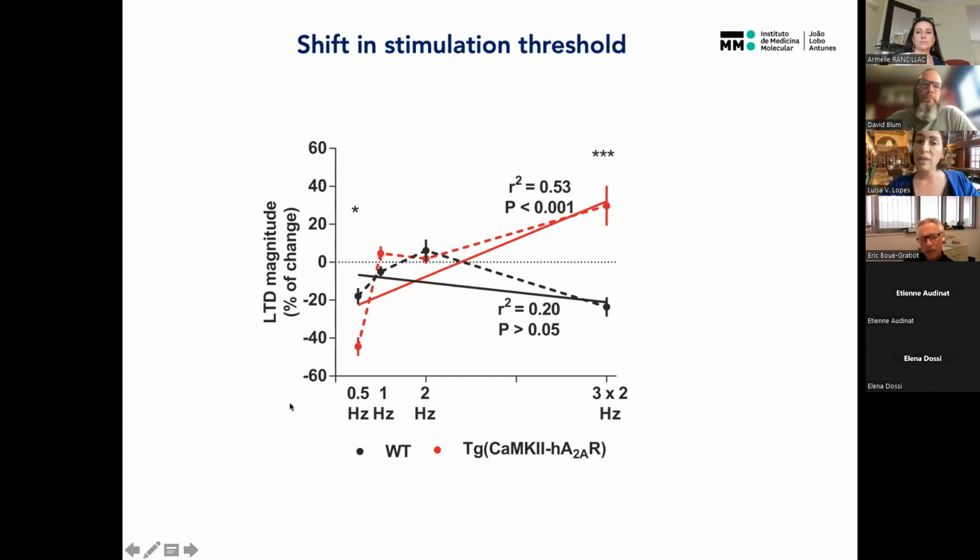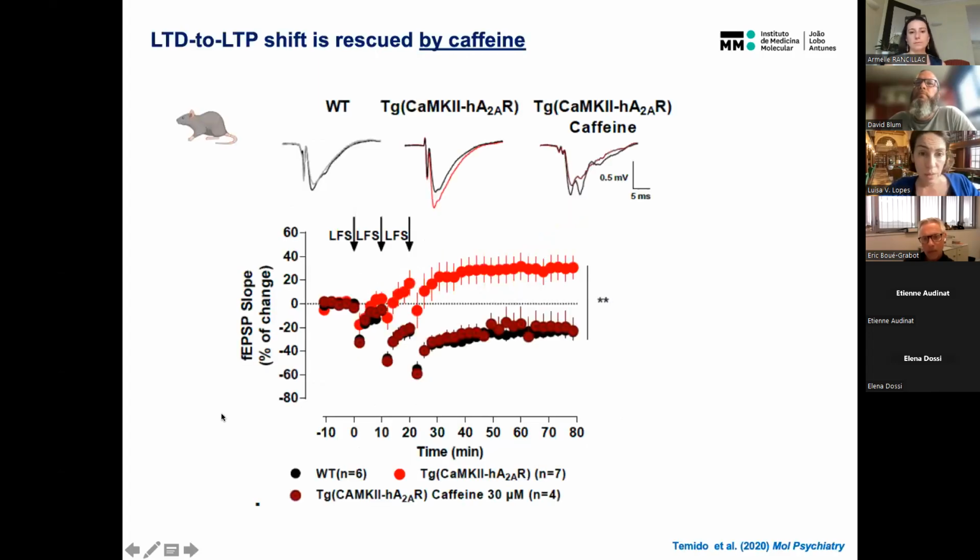So it seems really that the intracellular calcium concentration is different in aging. And so that's why we call it synaptic plasticity dysfunction. And we do not say whether this is LTD or LTP. It's really a threshold problem. And of course, for the Purine Club, I had to bring in also, we of course gave caffeine to these animals, and caffeine was able to completely normalize this LTD shift.